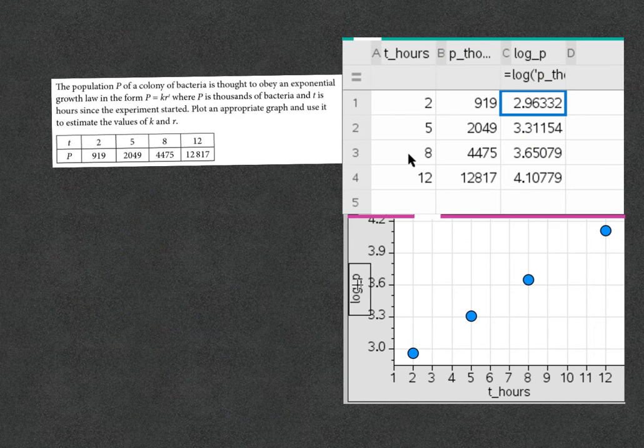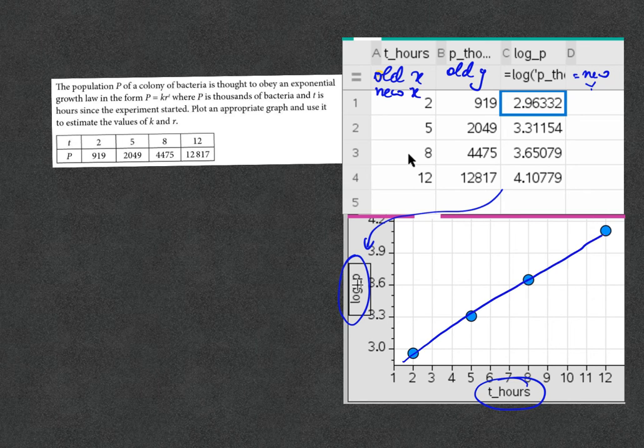I calculate in this column log of P. So this was the old x, which is the same as the new x. And this one is the old y, and this one is the new y. So the new y comes on the y-axis, and the x stays the same. And see how now the equation is transformed into a linear equation.